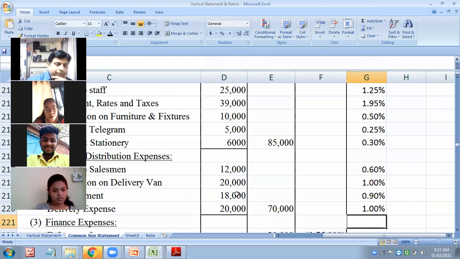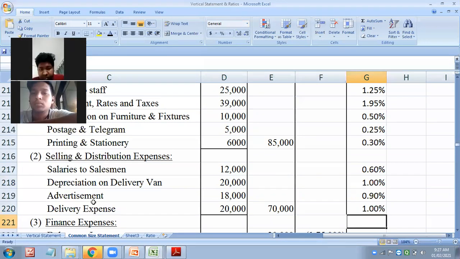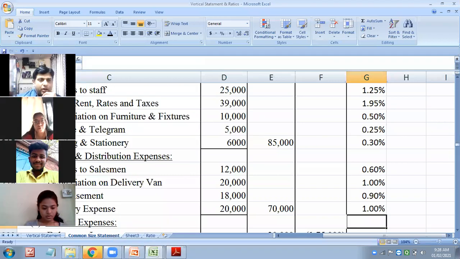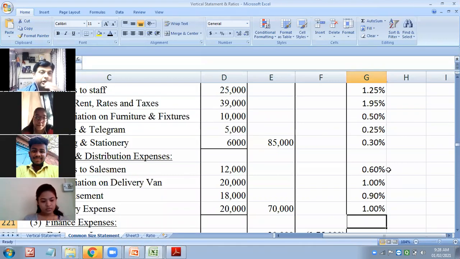So what it gives to the higher level authorities is that they can easily get it. They can say, okay, depreciation on the delivery van is only 1% expenditure, or salary to the salesman or commission, whatever it is. Salary to the salesman is only 0.6%. So it is important for them to make strategic decisions, planning, expansion, growth. And that is why the common size statement is very important. So now we are applying those logics for higher level management, higher level authorities.